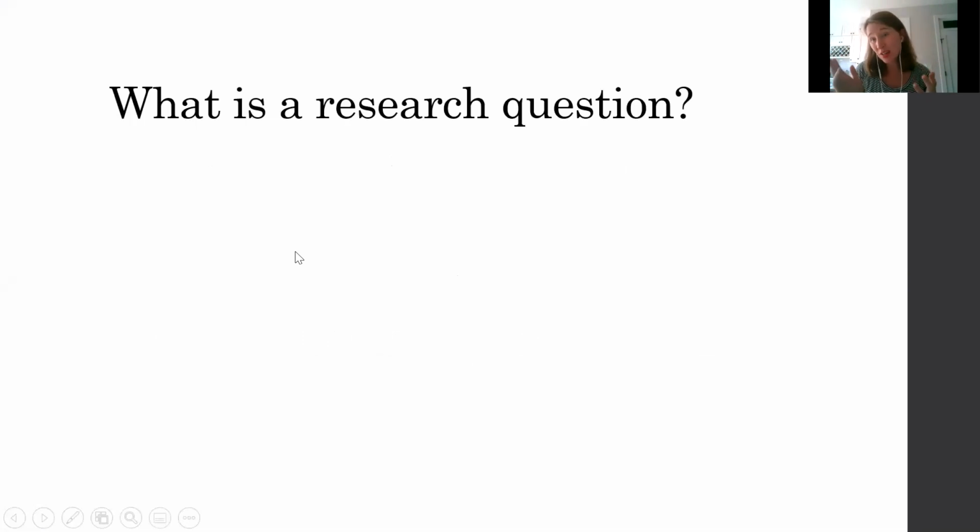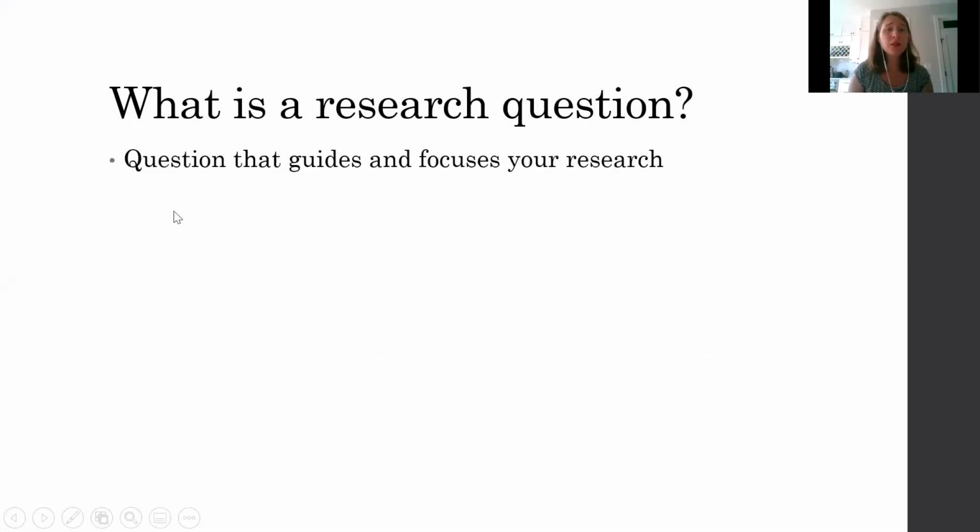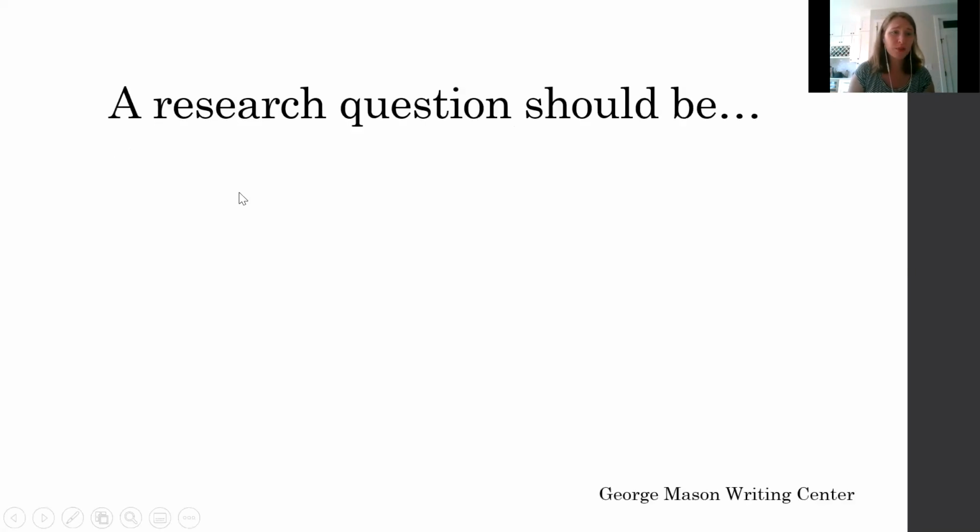So what is a research question? A research question is basically what it sounds like. It's a question that guides and focuses your research. Your research should be an answer to your research question. I know that sounds like a no-brainer, but it's really important to think about your research question as something that's going to guide you at every step, where you're saying, does this answer my research question? Does this answer my research question? And you can have more than one research question, especially once you have a longer paper, something like capstone length. It's totally acceptable to have more than one research question, okay?